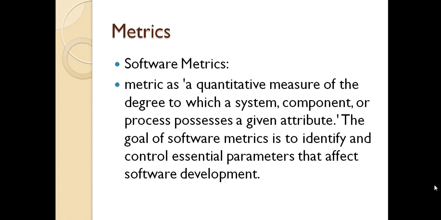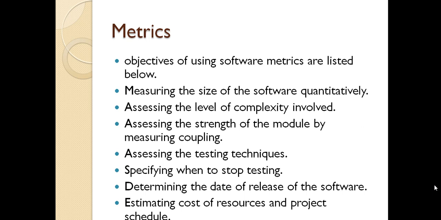The goal of software metrics is to identify and control the parameters that affect software development. The basic objectives of software metrics are to measure the size and quality of the software. Size metrics depend on the programming language. It assesses the level of complexity and the strength of a module as measured by coupling.